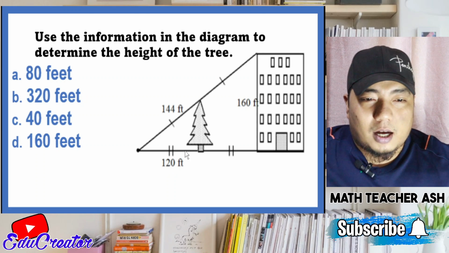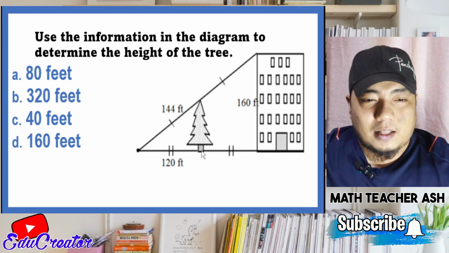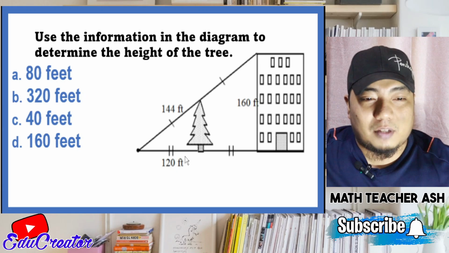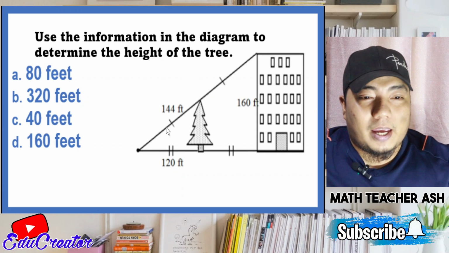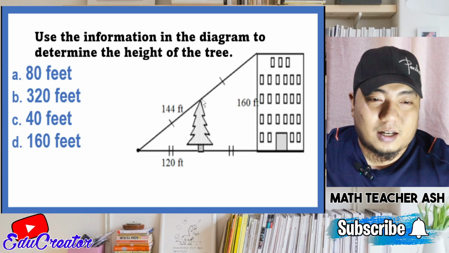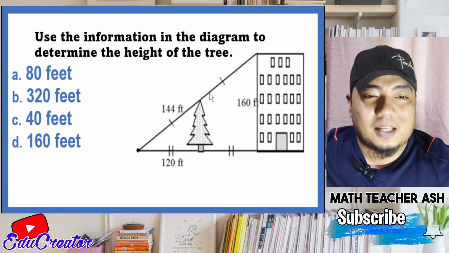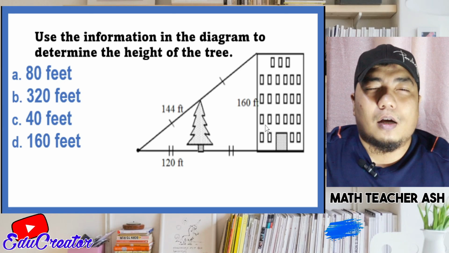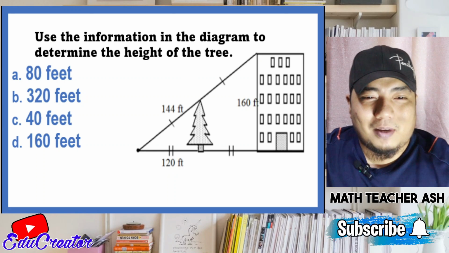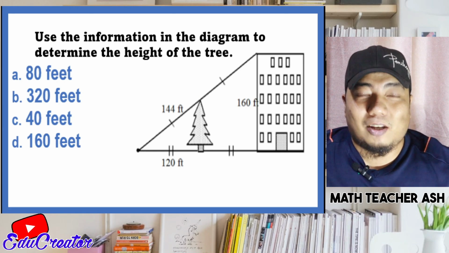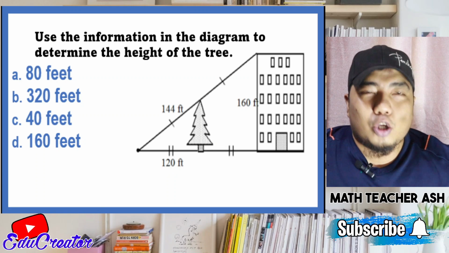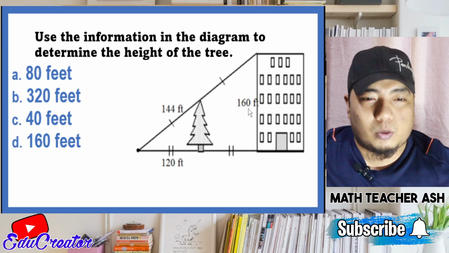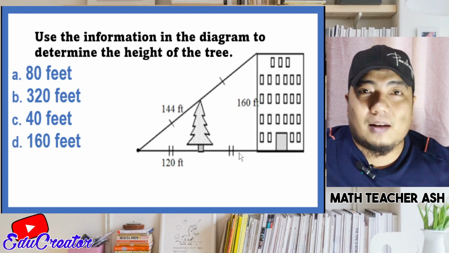Now, somehow, it also says that the distance between the tree and the building is the same as the distance of the base in the certain point. And it also says that the top of the tree is the same distance as the top of the building, and the building is 160 feet. Now, this may be in application of the similarity of triangles. However, you can also discard this given here, this 160, and these two given tick marks.